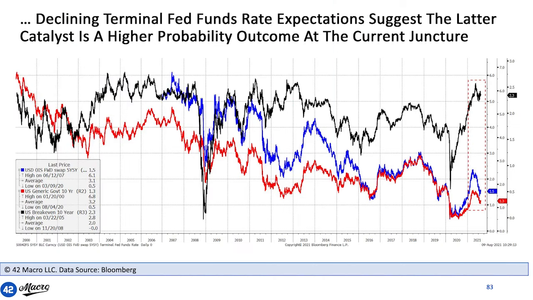Declining terminal Fed funds rate expectations suggest the latter catalyst is a higher probability outcome at the current juncture. And what I mean by that is, when the Fed said, hey, we're going to hike the dot plot in June, it was a signal to investors that, hey, we're not going to be this pro-MMT central bank that you might have thought we were, with the advent of the average inflation targeting regime and with the advent of the maximum and inclusive employment goal.